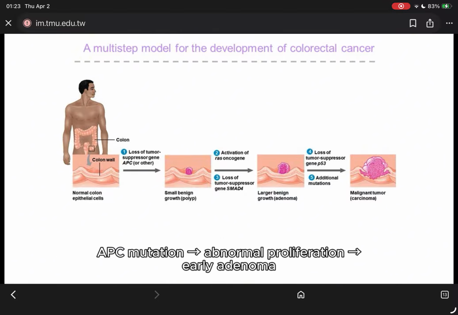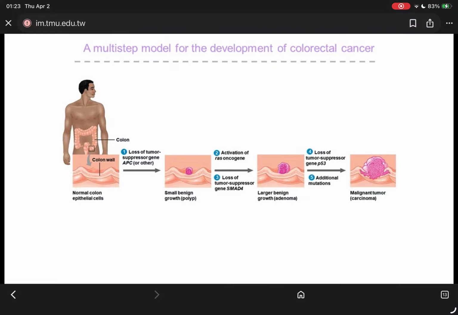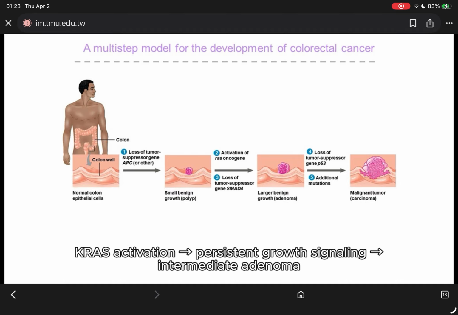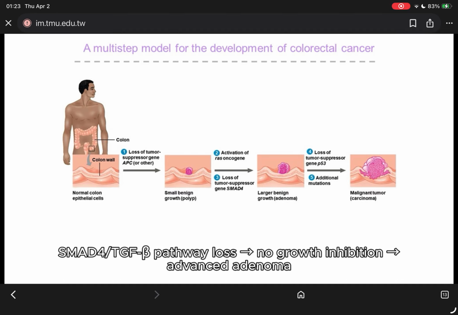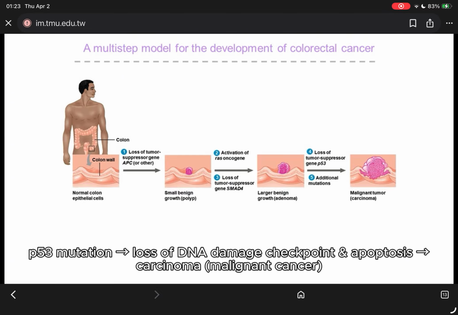Summary: APC mutation, abnormal proliferation, early adenoma; KRAS activation, persistent growth signaling, intermediate adenoma; SMAD4 TGF-beta pathway loss, no growth inhibition, advanced adenoma; P53 mutation, loss of DNA damage checkpoint and apoptosis, carcinoma, cancer.